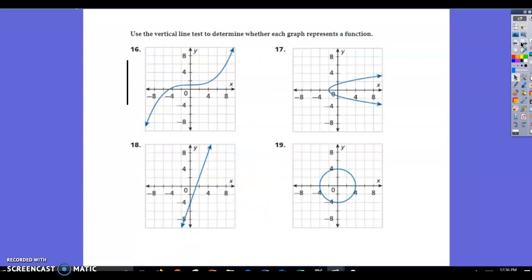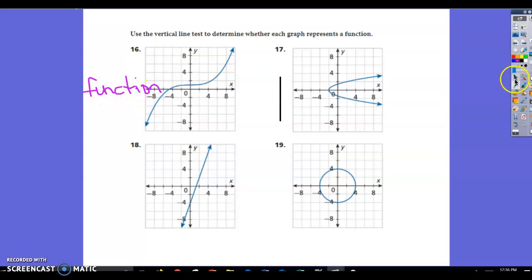All right, this one says use a vertical line test. So I've tried to create a vertical line here. If we go from left to right across through here, you can see it's just going to hit 1 point at a time. So using a vertical line test, we can determine very quickly that this represents a function. Again, remember, if it passes the vertical line test, then it is a function. So 16 is a function.